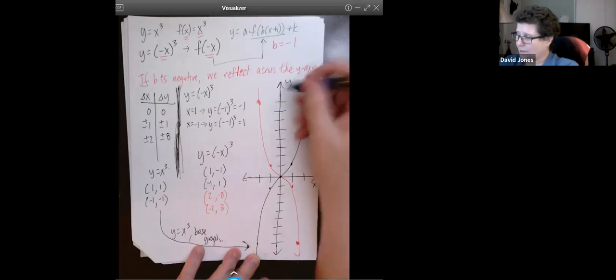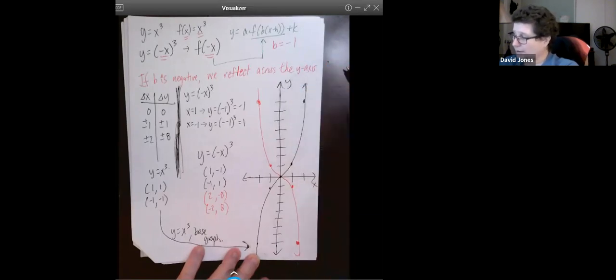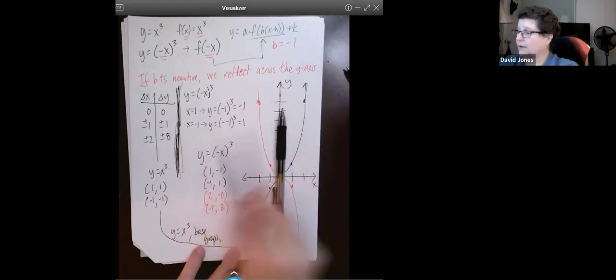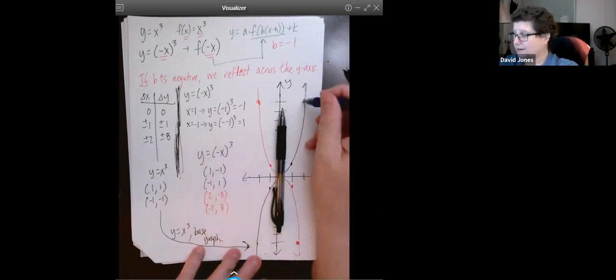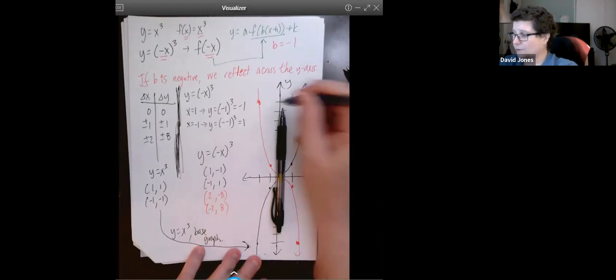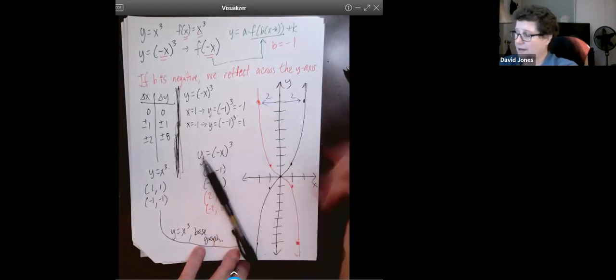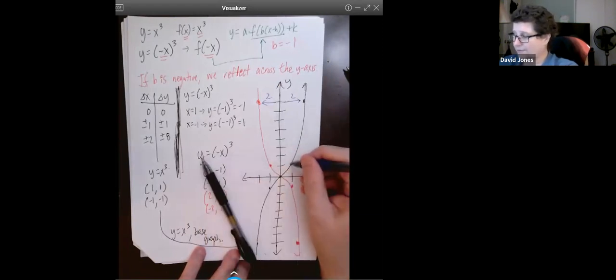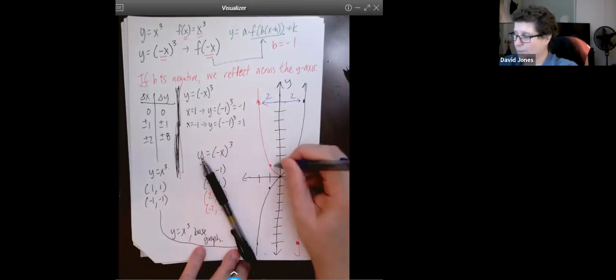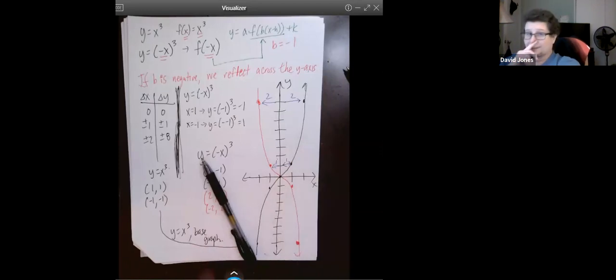So the y-axis is like a mirror, it acts like a mirror. Whatever's here, this is 2 units out. We're going to reflect it and go 2 units that way. So it just reflects across. That's a distance of 1, so we're going to put a point over here going a distance of 1 there.